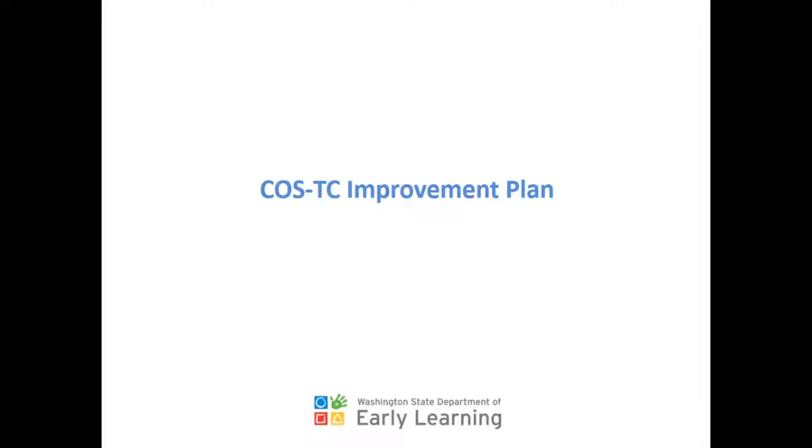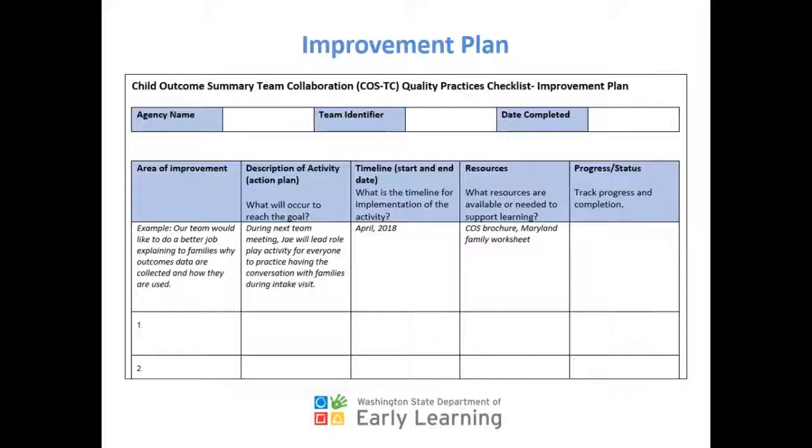We've developed an optional improvement plan that can be used after completing the checklist with your team. This is an optional form and we will not be collecting this information. You can use it to track any improvements to the process that individuals or teams would like to make. You can use it as is or adapt it to meet your needs.